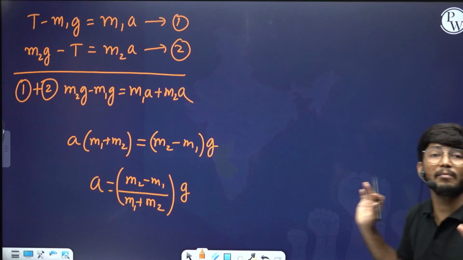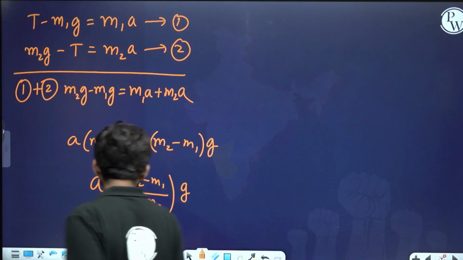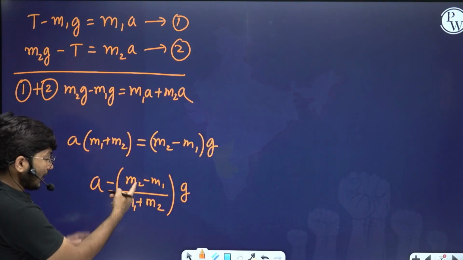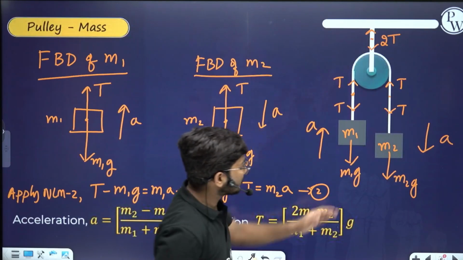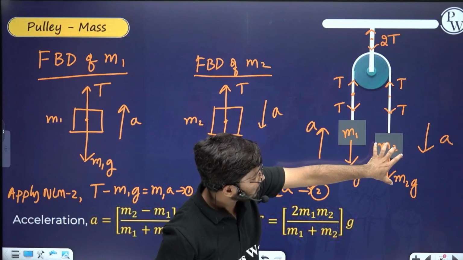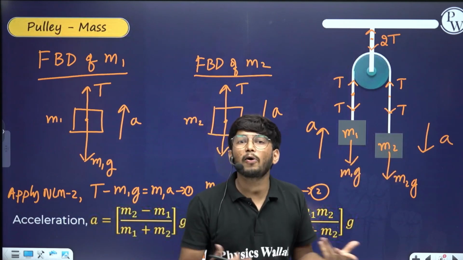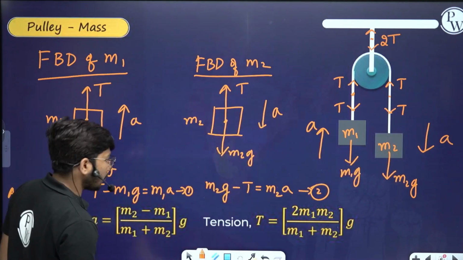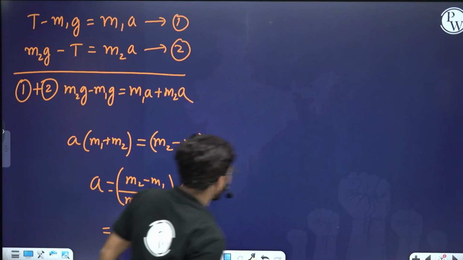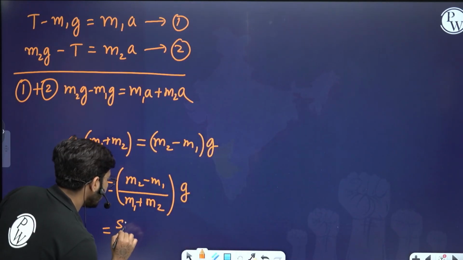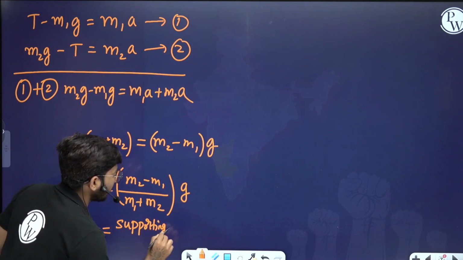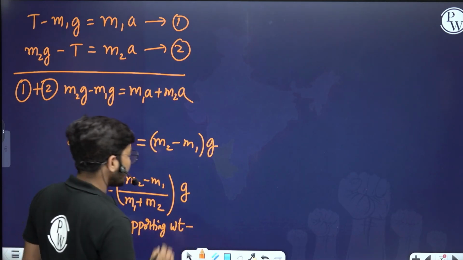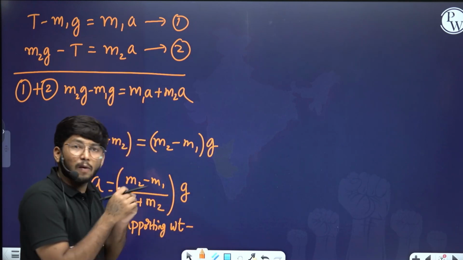But how do we remember it? Quick ಆಗಿ ಯಾವ ಥರ ರಿಮೆಂಬರ್ ಮಾಡ್ಕೊತೀನಿ? See, M2 into G ಏನು? M2 into G. See, acceleration ಈ direction ಅಲ್ಲಿದೆ ಅಂದರೆ, so M2G is a supporting weight, correct? M2G is a supporting weight, M1G is an opposing weight. So M2G is supporting weight minus M1G is opposing weight.